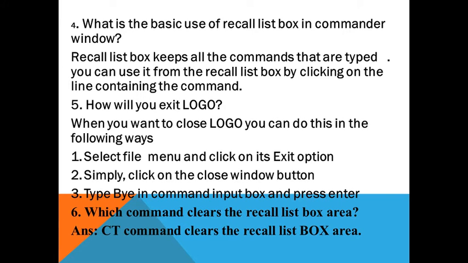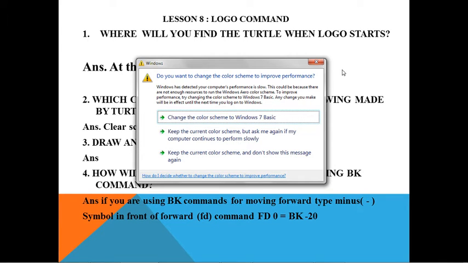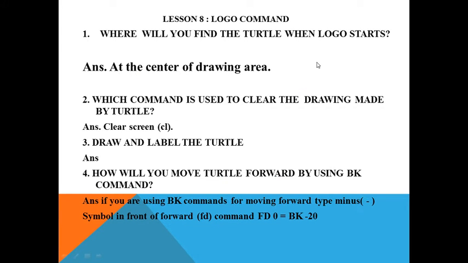Okay, now I am giving this extra question: which command clears the recall list box area? CT means clear text. The clear text CT command clears the recall list box. So that one is the 7th lesson. Now this is the 8th lesson, so please read this one also.